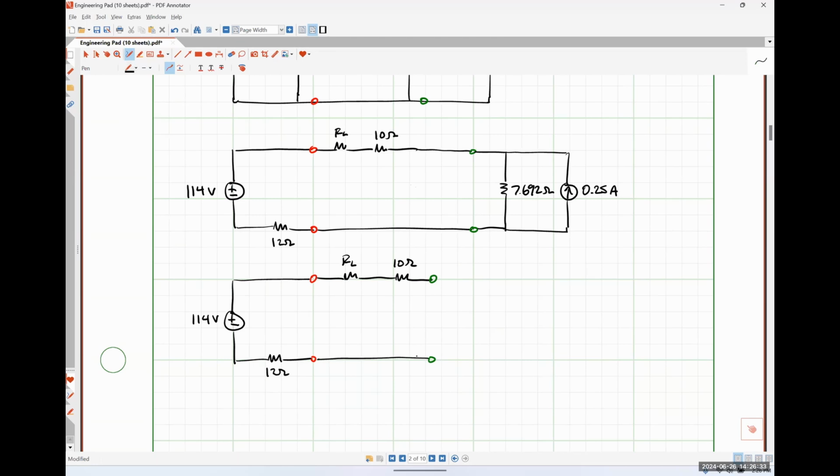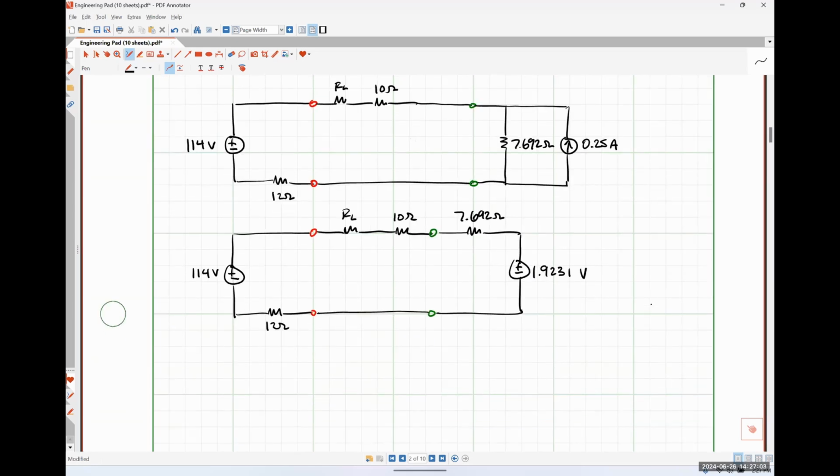Here's my green terminals. Let's see, times 0.25. So we are going to have a 7.692 ohm resistor in series with a 1.9231 volt source. And so what I can do now is add those resistors together and add those voltage sources together because everything is connected in series.